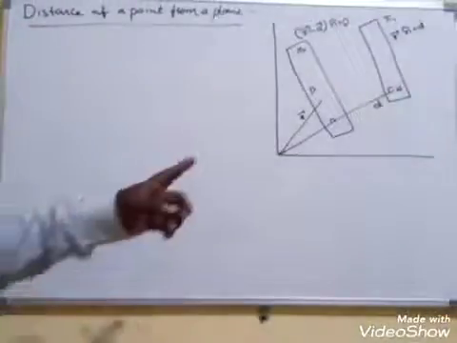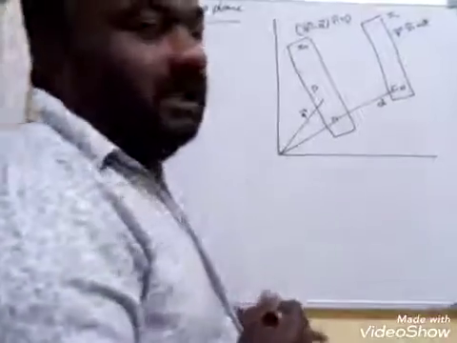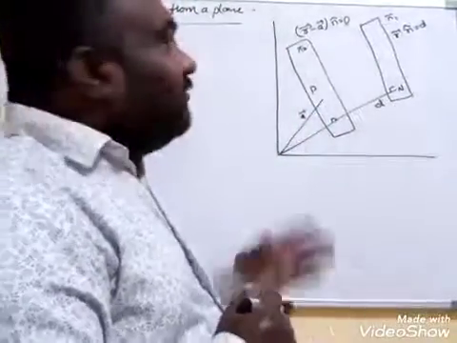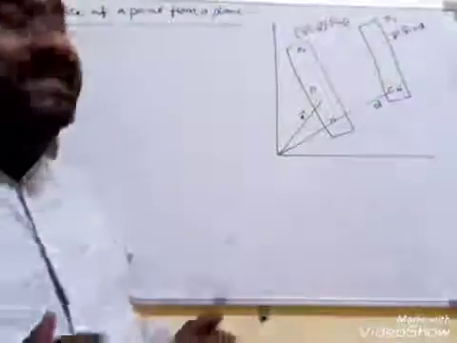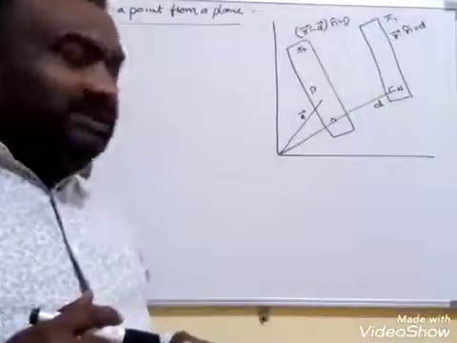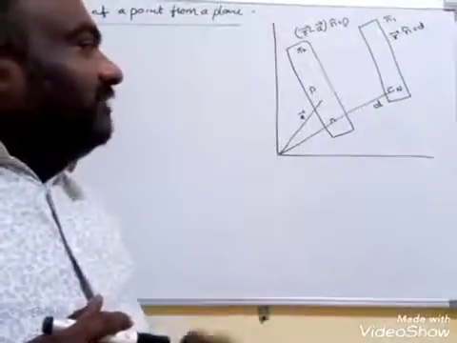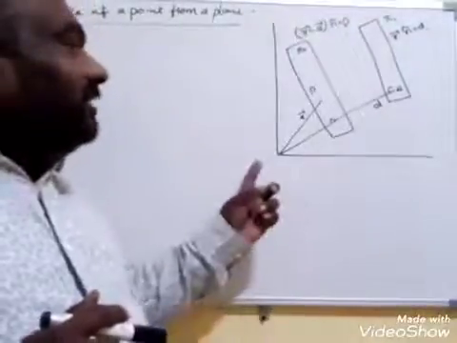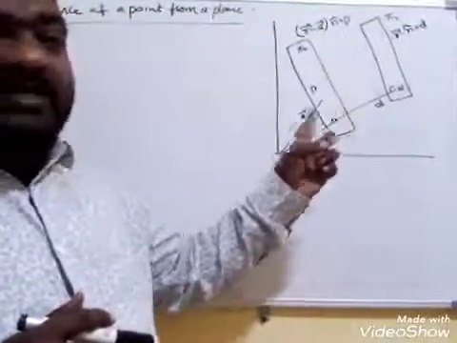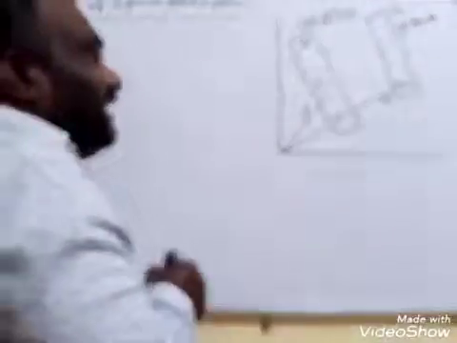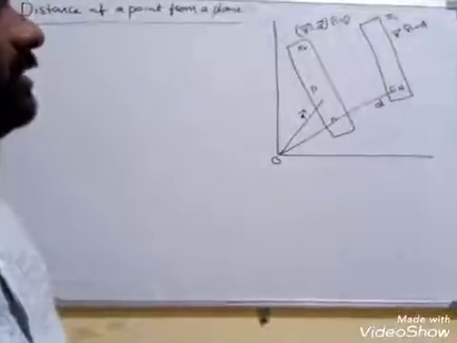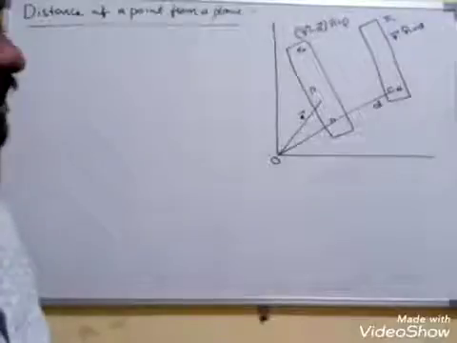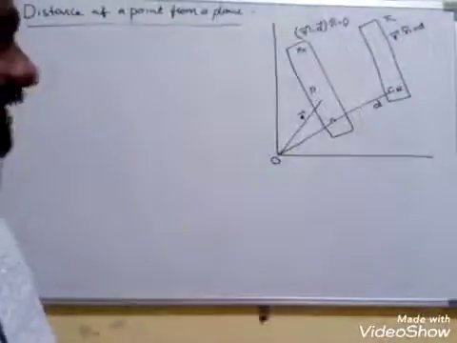We have already completed that one. Once again, observe here: when asked for the distance of a point from a plane, we should treat it as the distance between two parallel planes. The first given plane is pi1, whose perpendicular distance, that is the length of the normal from the origin to the plane, is d. Then the equation of the plane is r bar dot n cap is equal to d.